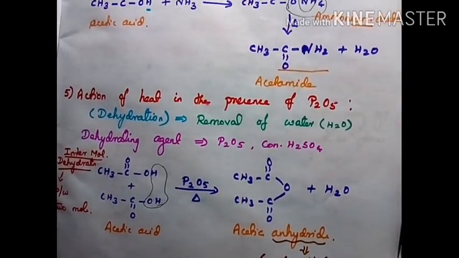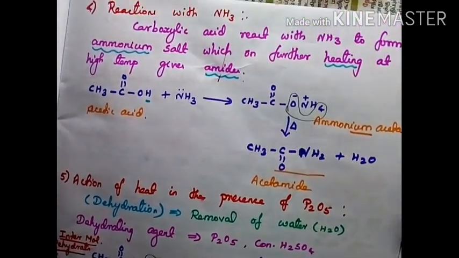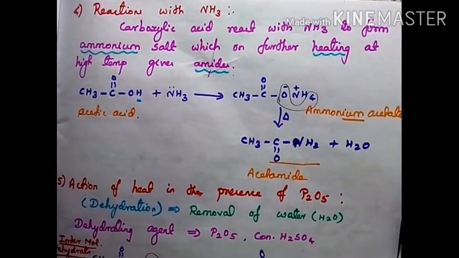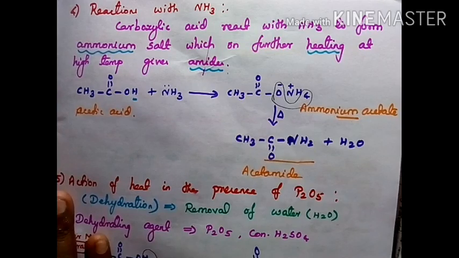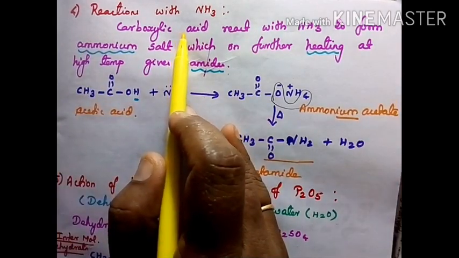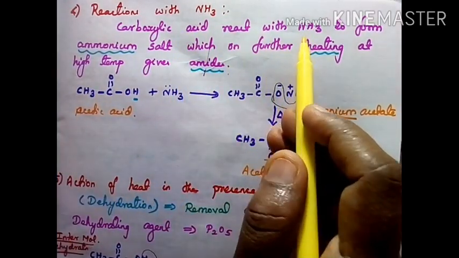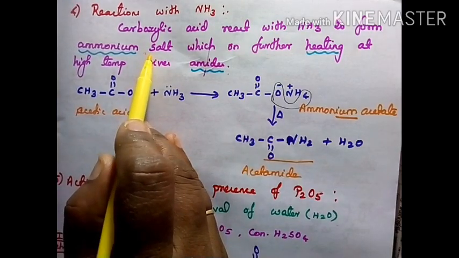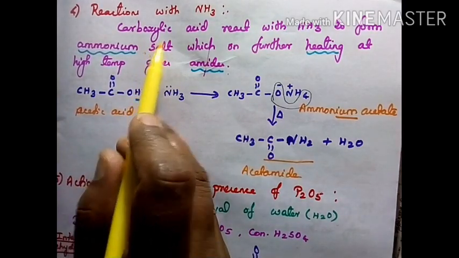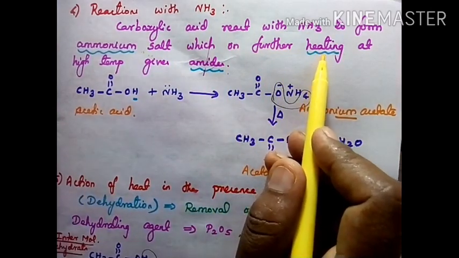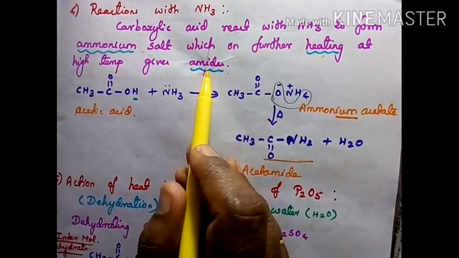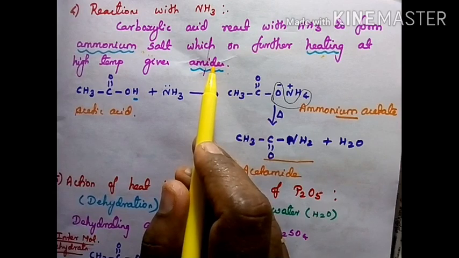Now, we are going to see the next reaction with ammonia. How does this reaction take place here? First, carboxylic acid reacts with ammonia to form an addition compound called ammonium salt. That is ammonium acetate or ammonium formate, like that. And further on heating, it gives amide with the removal of water.